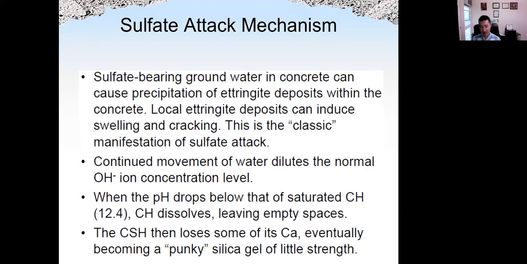And lastly, the C-S-H may lose some of the calcium, and the C-S-H will become punky, which means the strength of C-S-H will be lower. That depends on the type of cation, such as calcium, magnesium, or sodium.